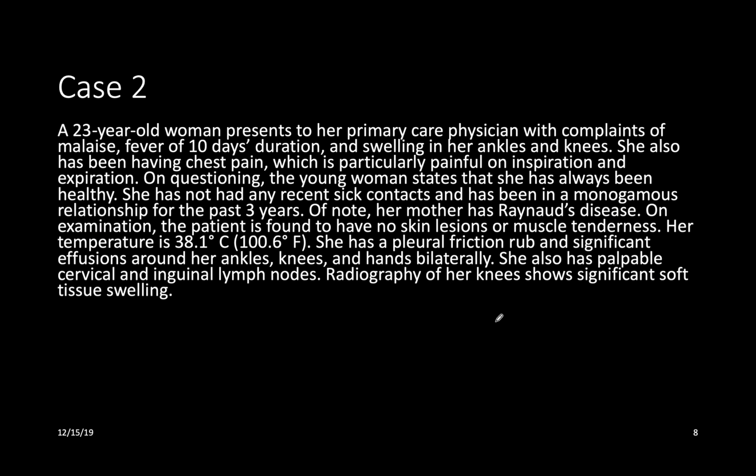Great. So our next case here, a 23-year-old woman presents to her PCP with complaints of malaise, fever of 10 days duration, swelling in her ankles and knees. Okay, so what are we thinking here with sort of these constitutional symptoms? Rheumatoid arthritis. Good. We'll put that on the differential. Okay. How about one more for our differential?